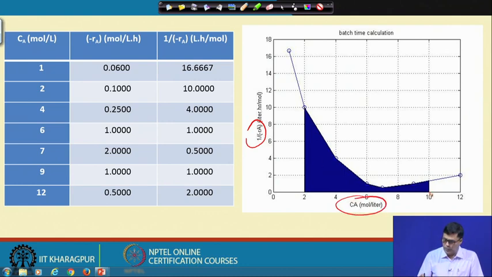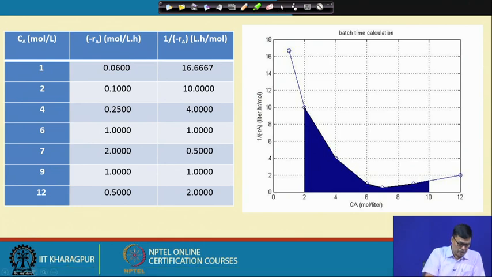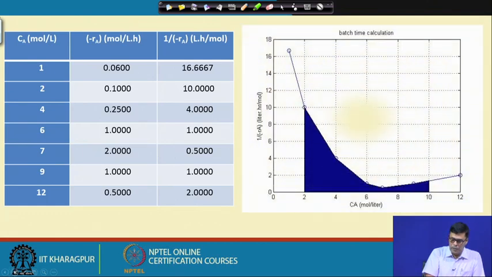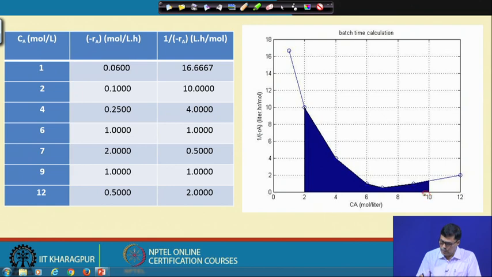In this problem, we shall have to reduce that 10 moles per liter to 2 moles per liter. Am I right? So this is 10 moles per liter and this is 2 moles per liter. This is the curve that we have, and the area under this curve you have to calculate. Now, the question comes, how can you do that?